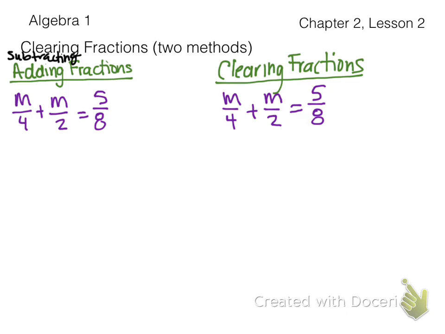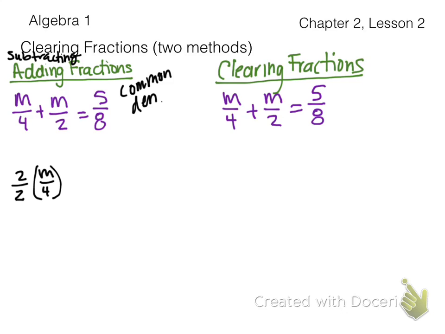That just means coming up with a common denominator. The common denominator on the left side, for 4, 2, and 8, is 8. So what do I need to do to 4 to get 8? I need to multiply by 2. So I'm going to multiply the m over 4 by 2 over 2, because 2 over 2 is 1.